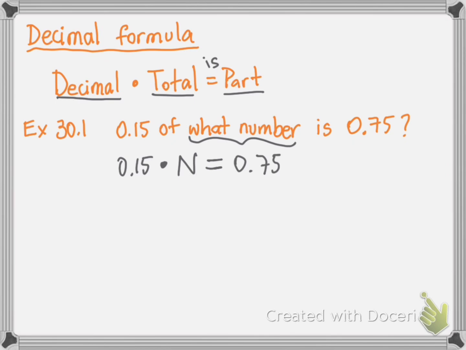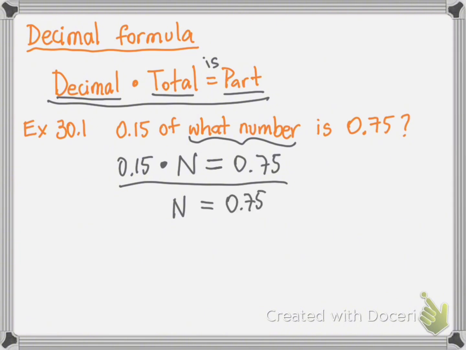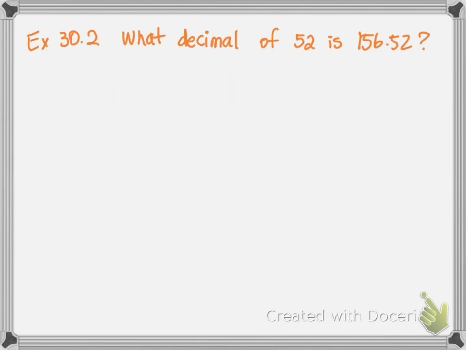Now notice that this has the same structure as this. We know that if we pass that 15 hundredths that is multiplying, if we pass it to divide, then that's going to give me the total, which is n. So if I divide these two numbers, I would have to put the 75 on the inside and 15 on the outside. Remember, I multiplied both by 100 because I don't want to have any decimals in the denominator. And when I divide that, the answer is going to be 5. So n equals 5.